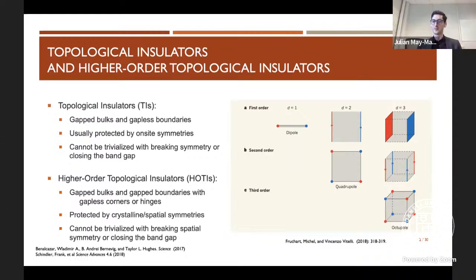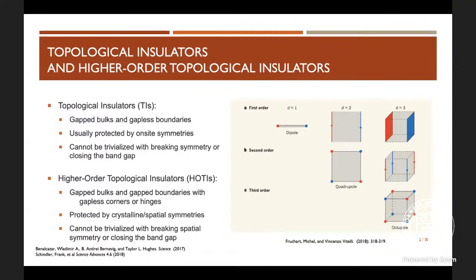And as with 1st order topological insulators, these systems also have a non-trivial topological bulk in the sense that their bulk cannot be trivialized without either breaking the spatial symmetry or closing the band gap.